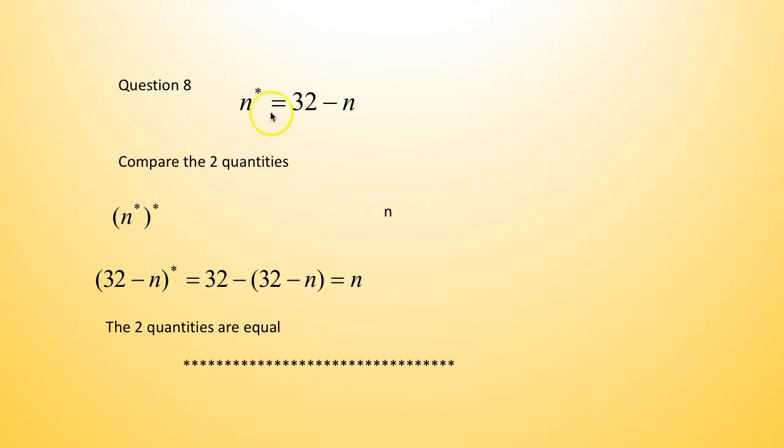Question 8. If n star is 32 minus n, compare the two quantities n star star and n. Now n star star would be 32 minus n star. N star is 32 minus n. So 32 minus n star would be 32 minus in bracket 32 minus n, which is n. So the two quantities are equal.